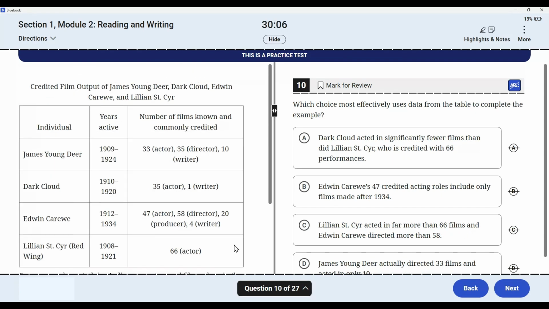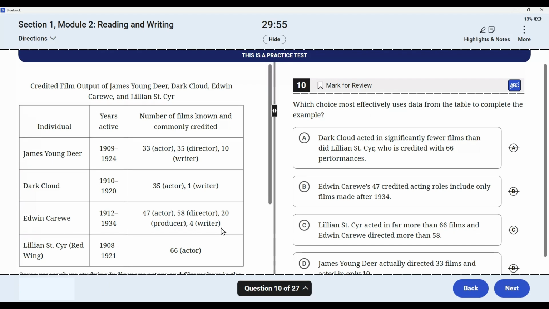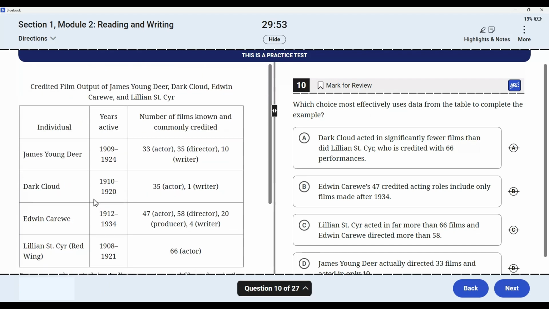Okay, so here we have a chart. So it's a little bit different than the other things we've looked at from practice test 4. This is module 2. It's different because you don't have an x-axis, y-axis, key, any of that type of thing. So let's go ahead and look at the title and try to interpret it. Credited film output of James Young Deer, Dark Cloud, Edwin Carewe, and Lillian St. Cyr. So we see here that there's kind of a heading at the top.